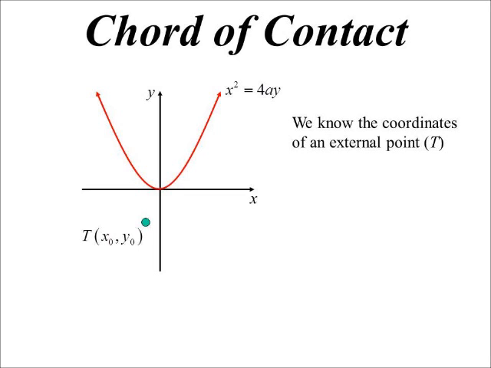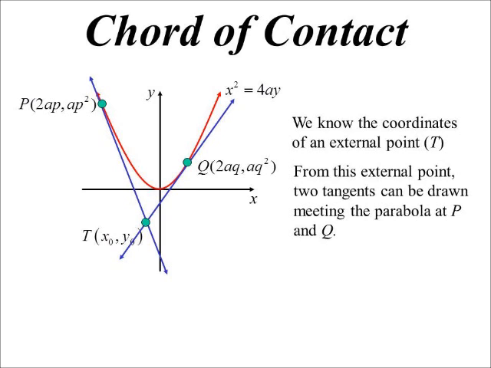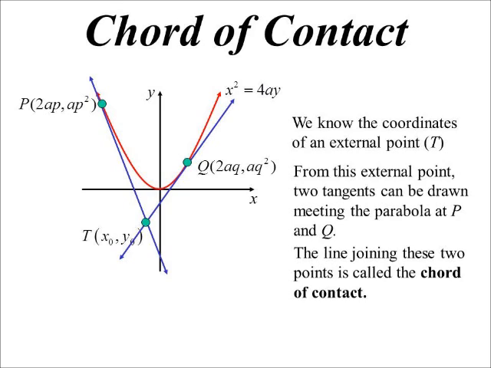Okay. From that external point, we can draw in two tangents, which would meet the parabola, again, don't know the actual coordinates. I'll give it the parameter p, and the other one, parameter q. The chord that joins those two points, that's what we call the chord of contact. So it's the chord that joins the two points of contact where the two tangents meet from the external point.